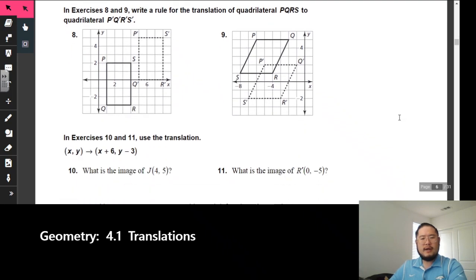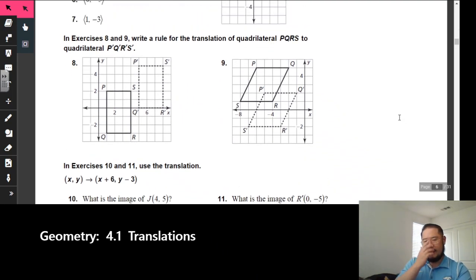All right, next up, let's look at number 8. It says, write the rule for the translation of the quadrilateral PQRS to P'Q'R'S'. So remember, all we really need to do is come up with our rule, and let's start with one of the points. Makes sense. Let's start with P right here. Okay, so we have P, and then we have P prime. Let's figure out how many units it takes to go to the right. It takes 1, 2, 3, 4. So from here to here we have 4 units. And then we move up 1, 2, 3.